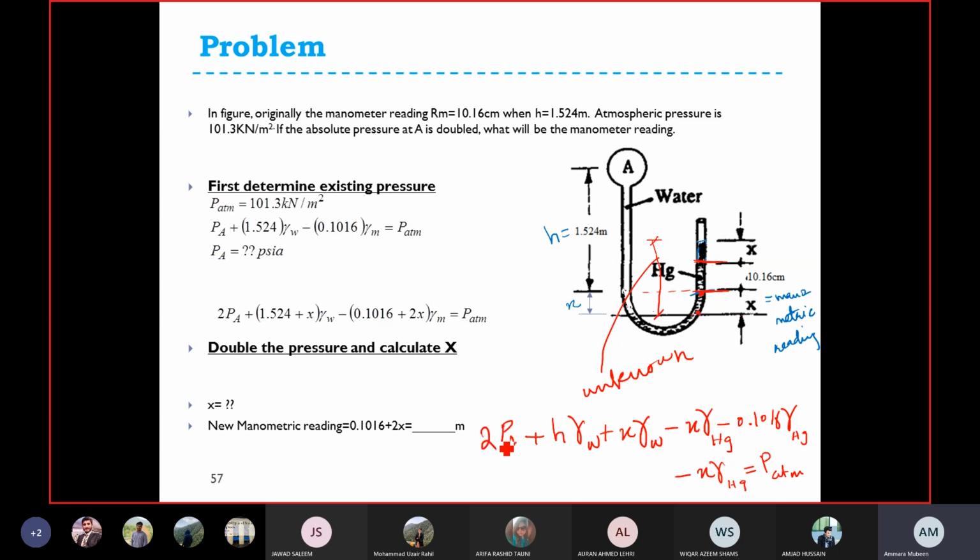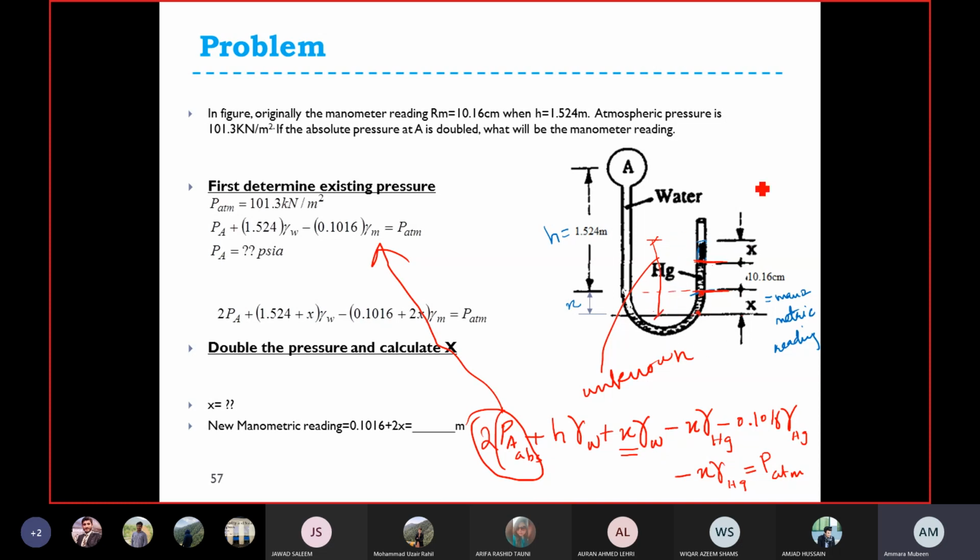So you are given this value of P atmospheric. This is 2 PA absolute, the pressure for the first scenario doubled. You have this value of PA absolute. So you have all the other parameters with you except this x. First you calculate this x value. After getting this x, you can use it to find out the reading of the manometer.